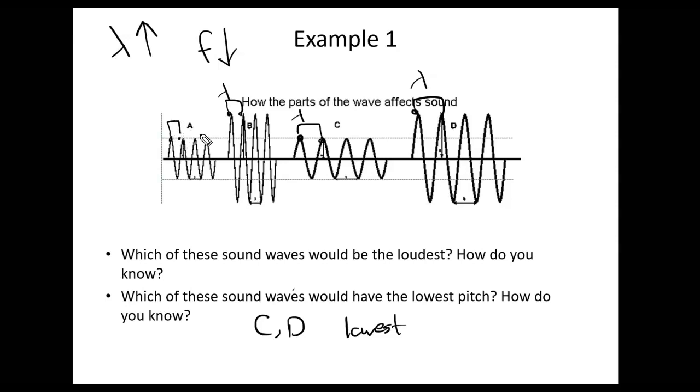And if I want the lowest pitch, I want the lowest frequency. That means the biggest wavelength, and I think C and D have the biggest wavelength, and therefore the lowest frequency, and therefore the lowest pitch, because pitch and frequency go together. Okay, so hopefully that made sense. That's just a pretty simple example. Let's do another one, I think.